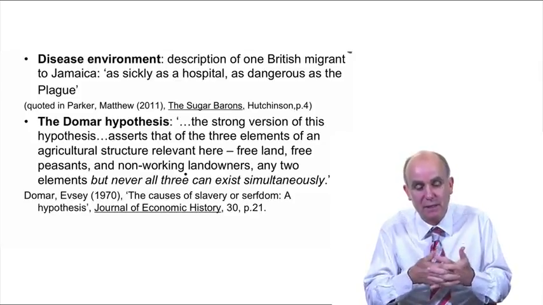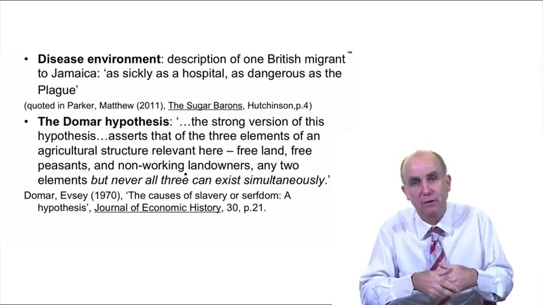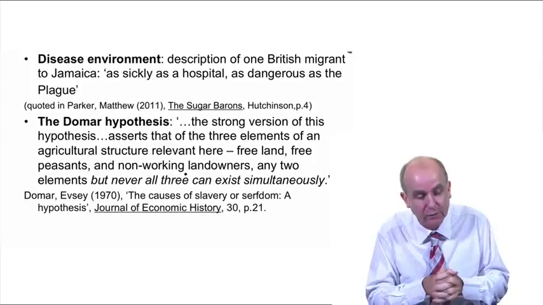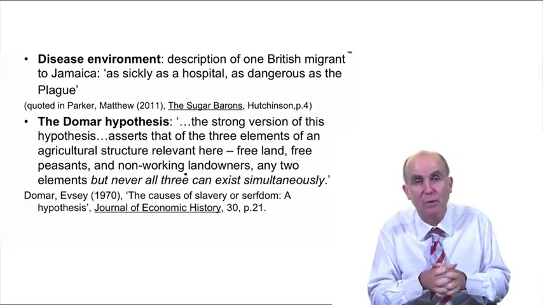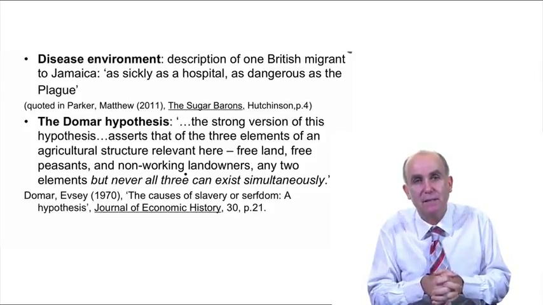And what Domar was saying is that if you want to have a group of landowners who are in effect a rentier class, you can't have free land and free peasants or free labour with that. Because if you have free land, then labour is always going to see it as a great opportunity to move out and take up that land itself.